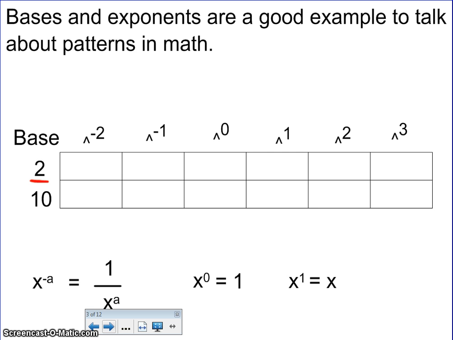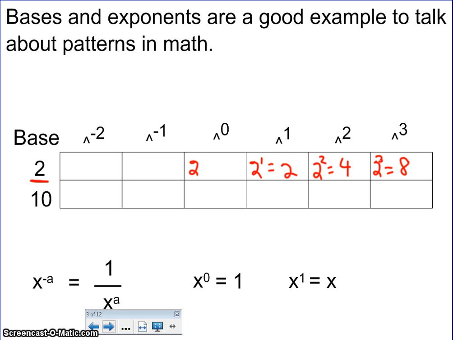So let's work with the 2 first and start over at the very right. What I'm looking for here is 2 cubed. And 2 cubed is 2 times 2 times 2. Well, we already said that that was 8. And then here I've got 2 squared. 2 times 2 is 4. And then in this column, I'm going to have 2 to the first. Any number raised to the first power is itself, so that's simply 2.